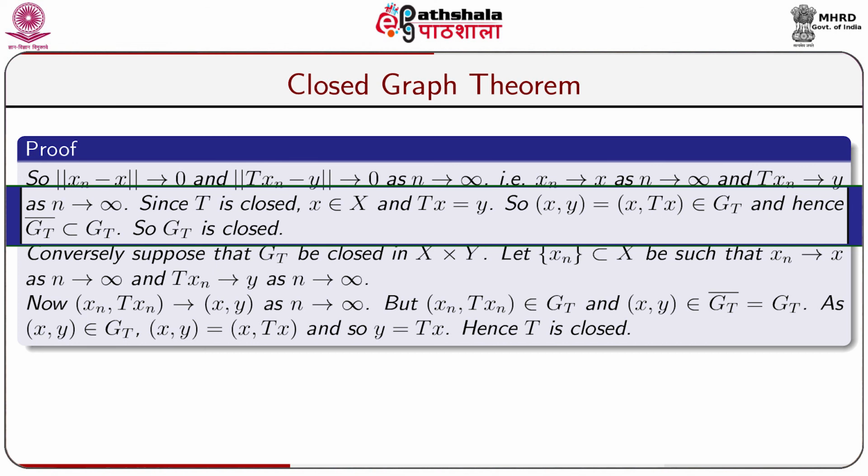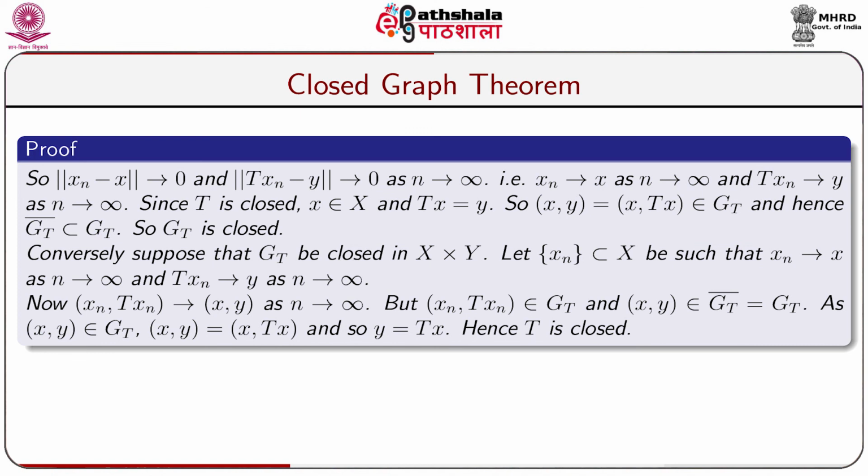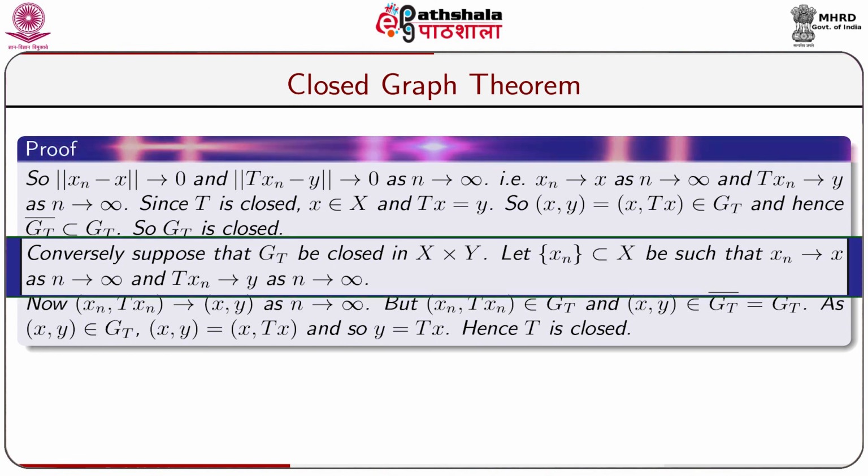y. So, (x, y) is equal to (x, Tx), which is an element of the graph of the operator T, that is, (x, Tx) belongs to Gt, and so (x, y) belongs to Gt, and hence Gt bar is a subset of Gt. Also, it is obvious that Gt is a subset of Gt bar, and consequently Gt is equal to Gt bar, so Gt is closed.